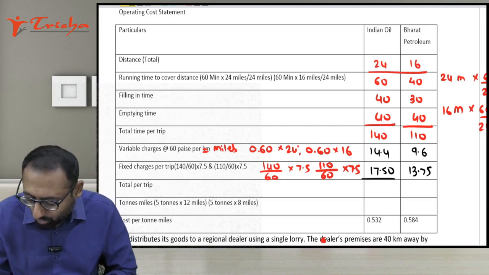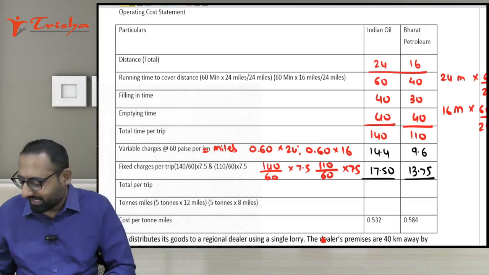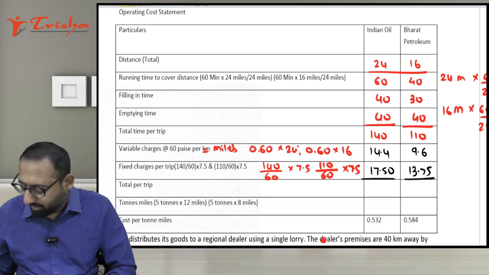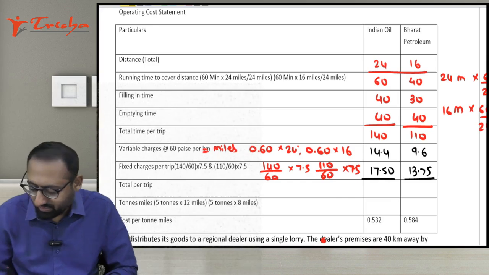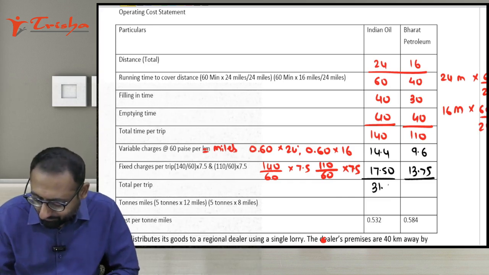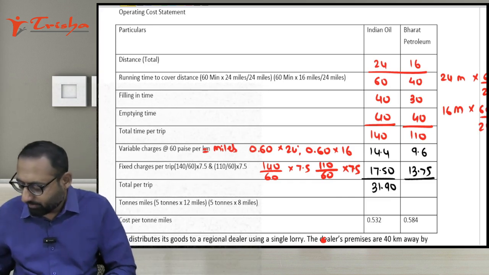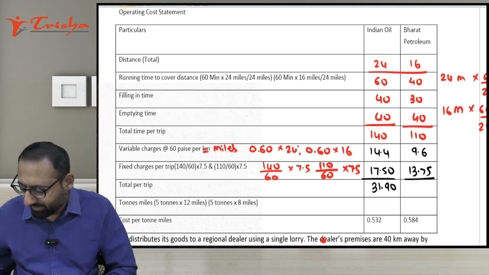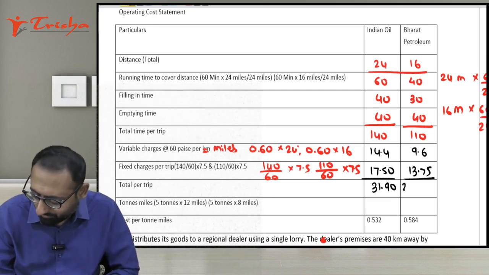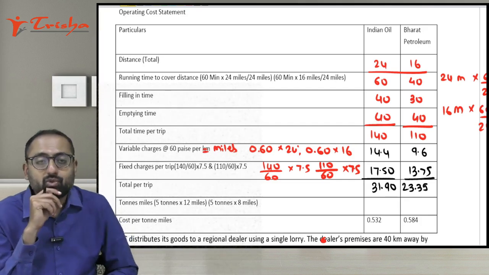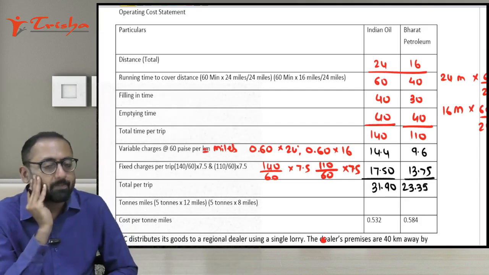13.75. So cost per trip, if you can check that, cost per trip will be 14.4 plus 17.5. How much is it, guys? You can check that. Is it 31.9? Then 9.6 plus 13.75, you can check that. Your answer comes to 23.35. So we have calculated this cost per trip.